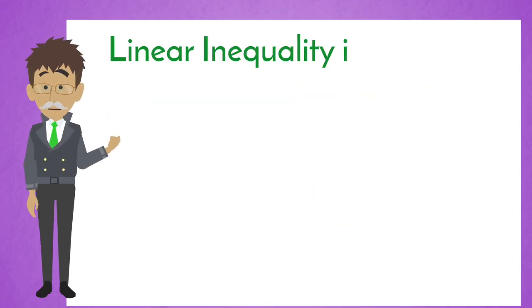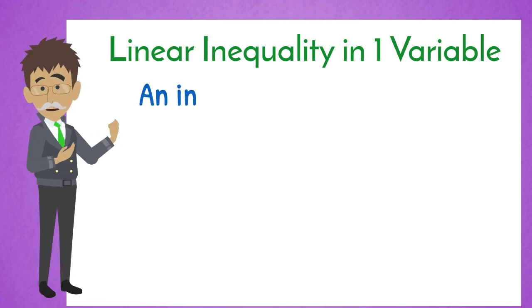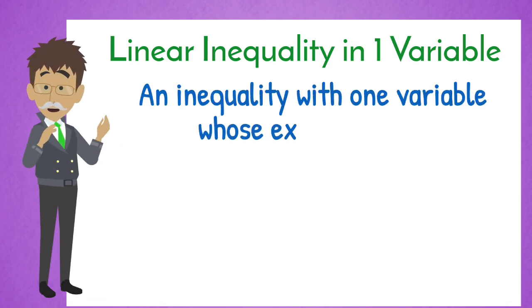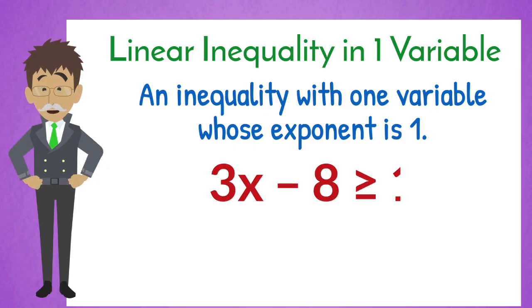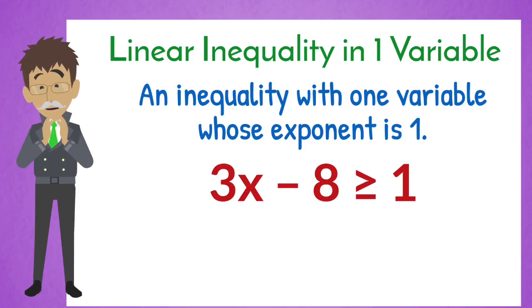Linear inequality in one variable: an inequality with one variable whose exponent is 1. 3x minus 8 is greater than or equal to 1 is an example of a linear inequality in one variable.